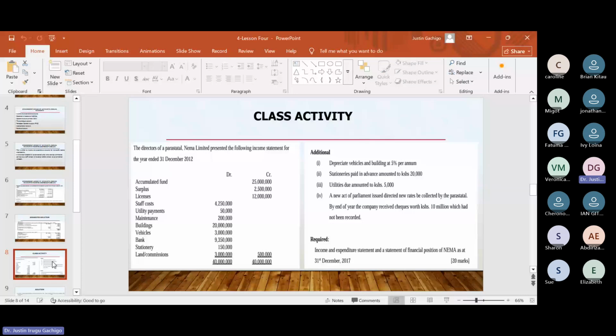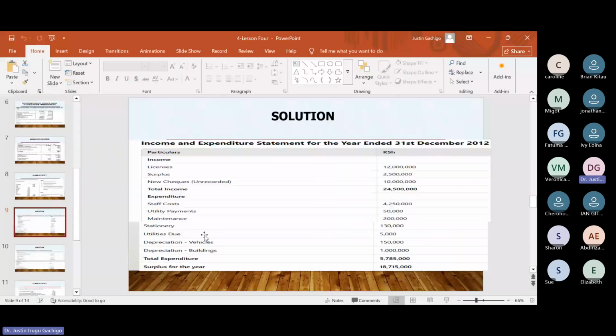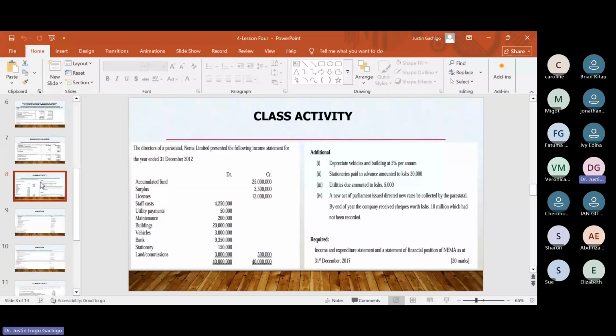Now, the suggested solution. The income, as we saw, we have the income from license, 12 million. So let's just go back here. I hope that because you have the slide, you're able to work with me, maybe opening your slide and moving with me to see where the numbers are coming from. So we have the license, which is 12 million, and it is this one here. Always, because we are dealing with income and expenditure, always start with the income.